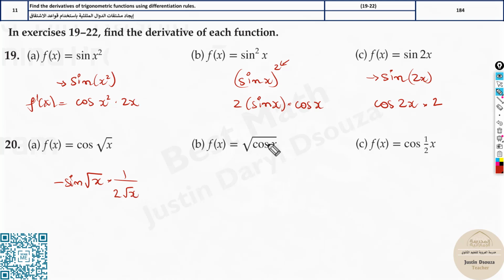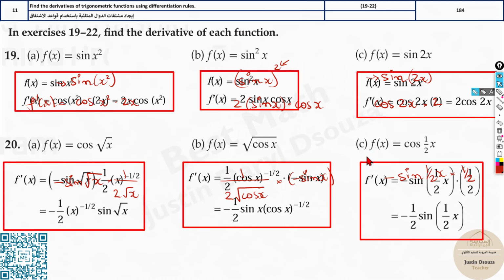That's the answer. Now here the square root is for the entire function, so we need to write 1 by 2 square root cosine x multiplied by the derivative of cosine, which is minus sine x. And lastly here we have the derivative of cosine is minus sine half of x, then multiply by half, because the derivative of half x is only half, whatever the number that's remaining. So this is how we would solve these problems. You can see here, those are the answers.